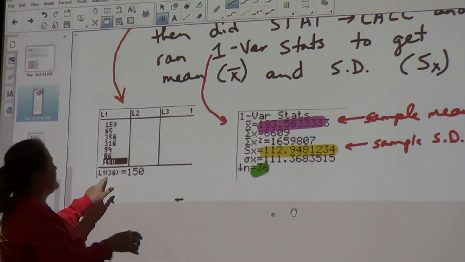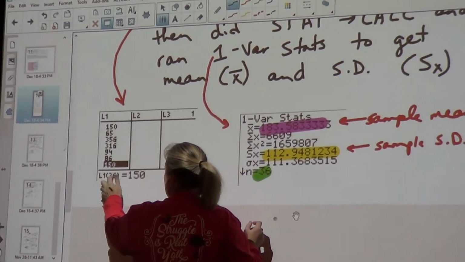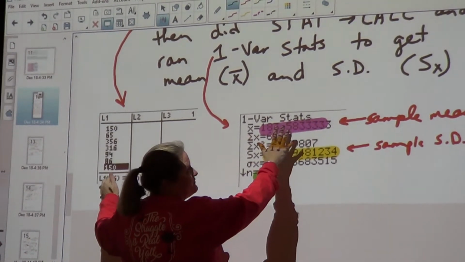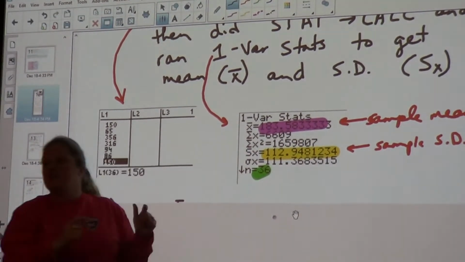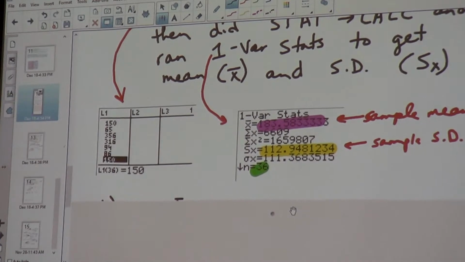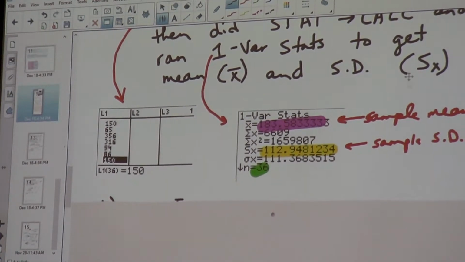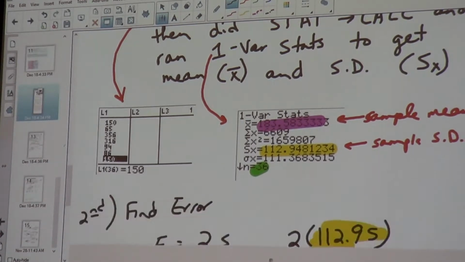So I typed in all my data. I had 36 pieces of data. Then I did one-variable stats. There's my sample mean. There's my sample standard deviation. So now I can do error. The formula for error is 2 times standard deviation, so 2 times this divided by the square root of 36.